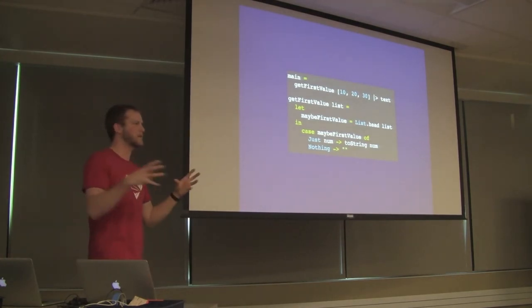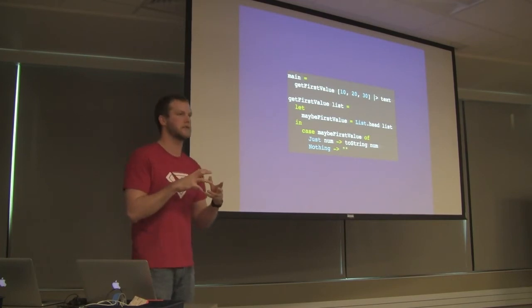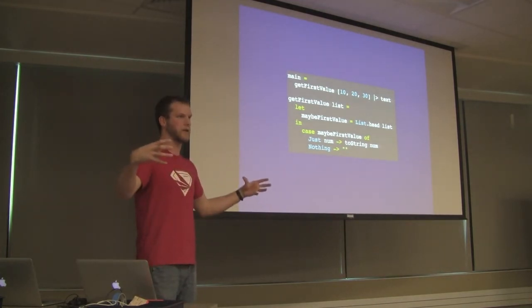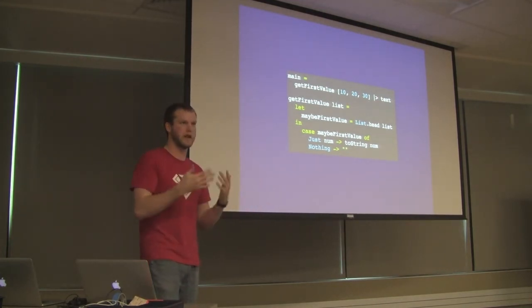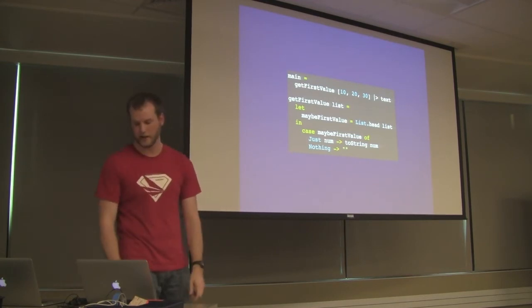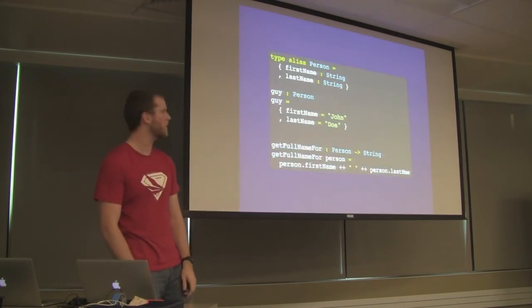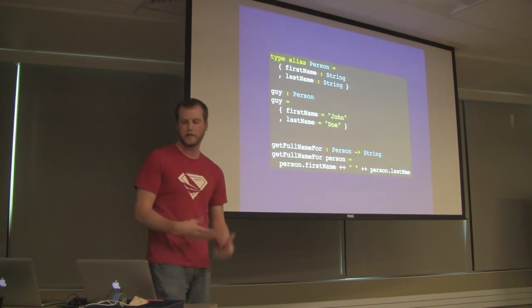No matter what kind of list I pass it, as long as it's a list of integers, if it's zero length or a length of 100, it'll always work. It'll never fail. So that's a really neat guarantee that Maybes give us. The type system and the compiler have other neat features.